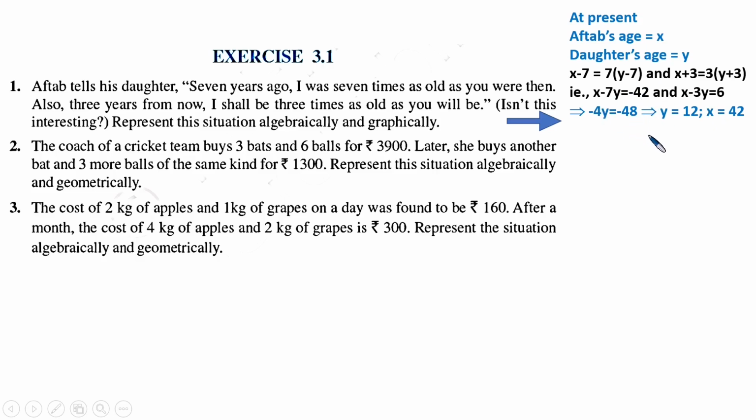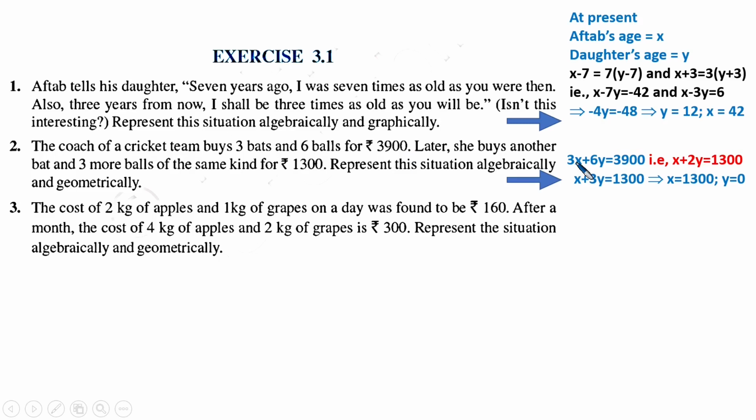Here it is. Solve it in any one method which you feel comfortable. Now the second exercise: the coach of a cricket team buys 3 bats and 6 balls for rupees 3,900. Later she buys another bat and 3 more balls of the same kind for rupees 1,300. Represent this situation algebraically and geometrically.